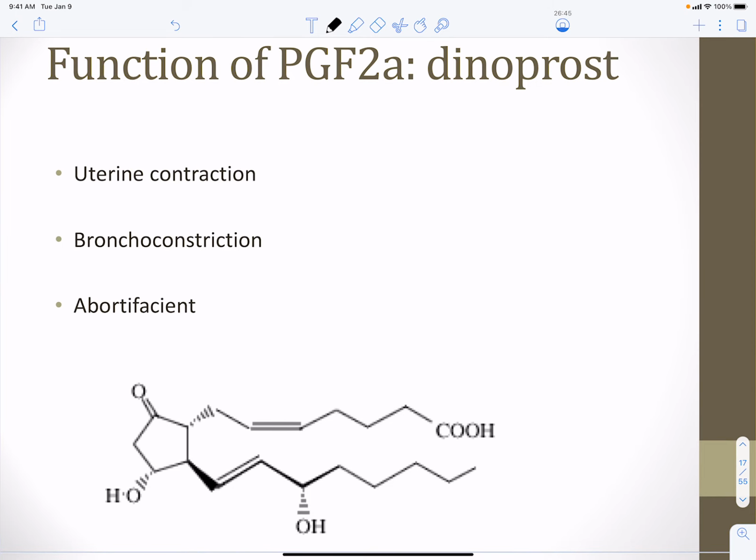The prostaglandin F2 alpha is dinoprost, and this is also an abortifacient. It also has an impact on uterine contraction, similar to our prostaglandin E2, and it is a bronchoconstriction, which is similar as well. And just keep in mind that F2 is made from E2, and it's simply a reductase that changes E2 into F2 alpha.